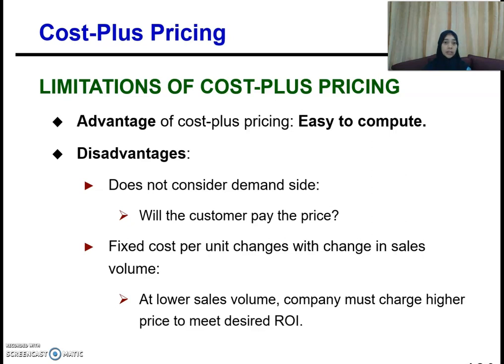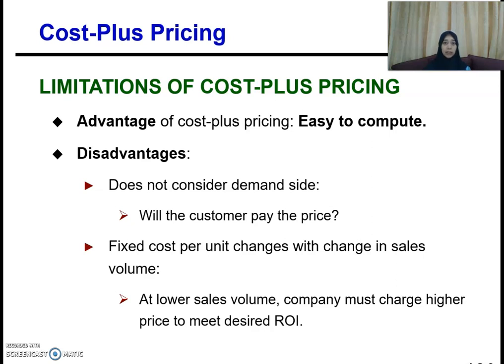So you do not consider the demand side of the product. So that is the limitation of cost plus pricing. And then fixed cost per unit changes with the changes in sales volume. So at lower sales volume, company must charge higher price to meet the desired ROI, because you remember the fixed cost, how does the fixed cost behave?